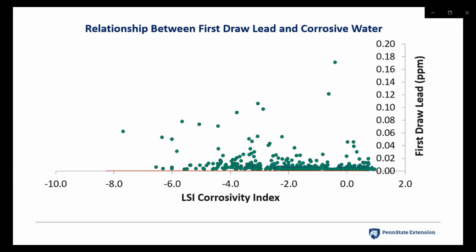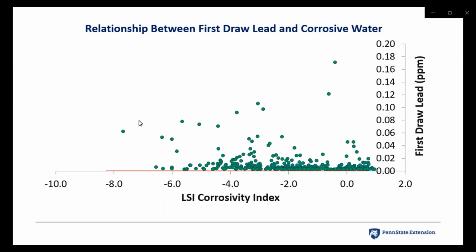Furthermore, if we looked at first draw lead and corrosive water, we saw pretty good correlations where the high lead concentrations are occurring. And I should say this is a different study. I've switched gears here back to the AG analytical data. But we do see strong correlations between the LSI and the first draw lead, just like we did with copper, where the vast majority of the high lead concentrations are occurring where those LSI indices are getting more and more negative. And so there's a strong correlation there.